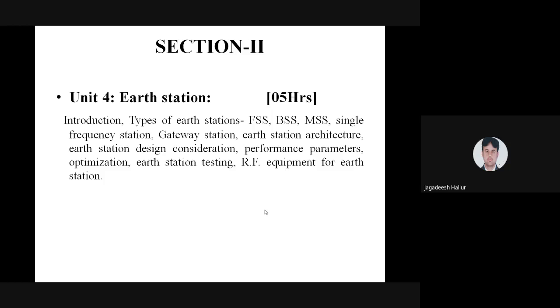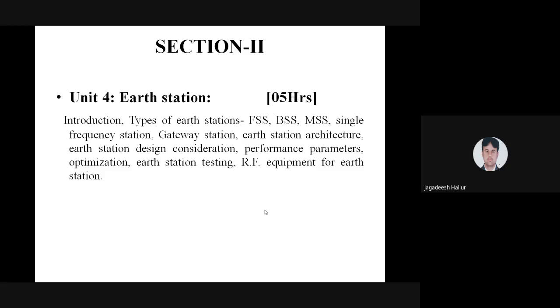I think yesterday you saw a Facebook live session of Vishal Gaikwad. That live session was only possible because of this gateway station. He is in Brazil. You are watching from Pandharpur, and he is in Brazil. So this communication was done only because of satellite through the gateway. Next, what is Earth Station architecture?